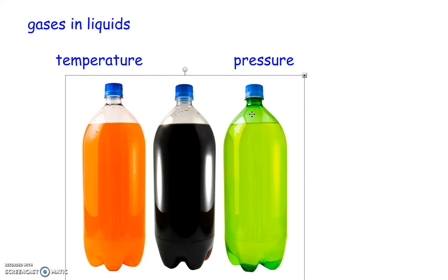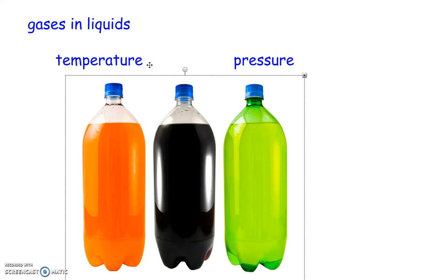Sodas are bottled under very high pressure. So when I open the soda bottle, the pressure is decreasing. So when the pressure on the soda decreases, the gas undissolves. This means the higher the pressure on the soda, the more soluble the gas is. It's bottled under high pressure so that that carbon dioxide can stay dissolved.